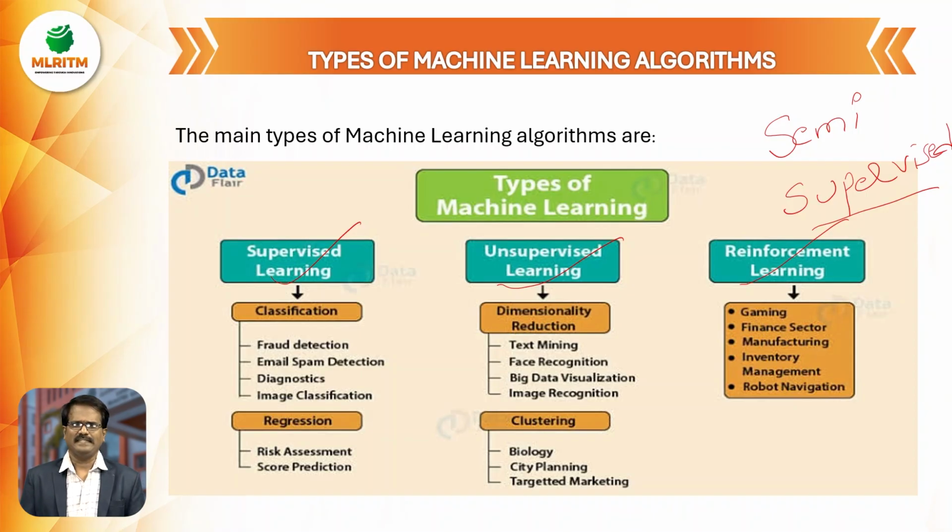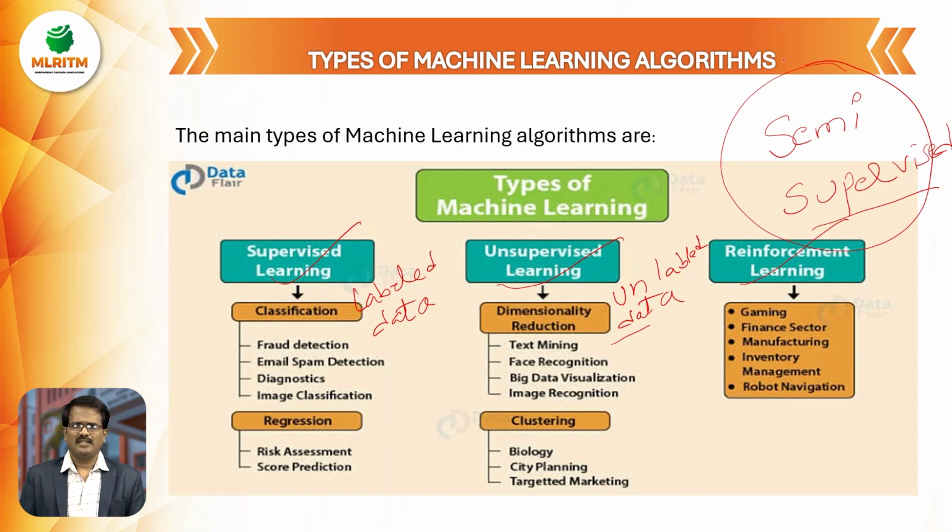First one is the supervised learning algorithm. The machine learning algorithms which work on categorical, labeled data are nothing but the supervised learning algorithms. The machine learning algorithms which work on an unlabeled data set are known as the unsupervised learning algorithms. Supervised learning is labeled data; unsupervised is unlabeled data. Then the semi-supervised learning algorithm.